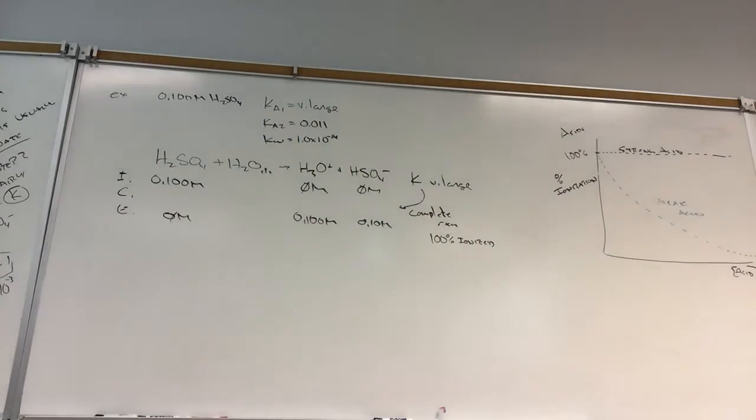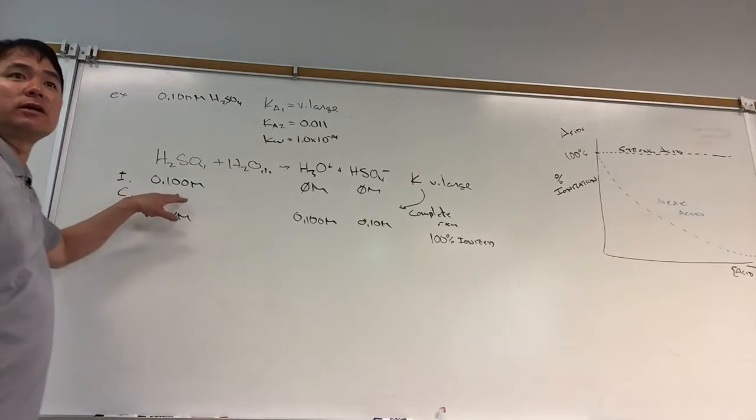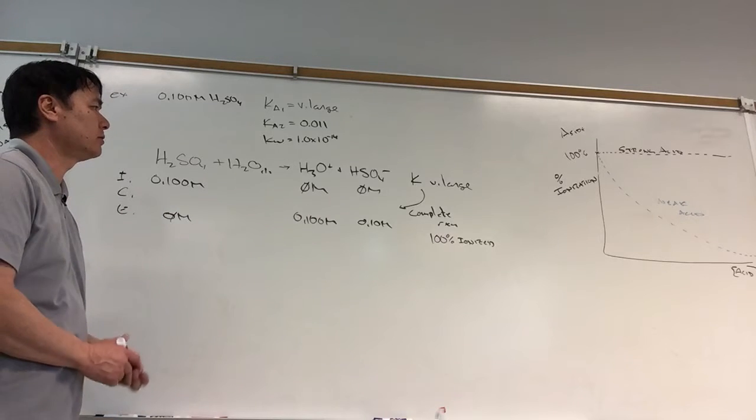But for strong acids, it's easy because strong acids are always 100% ionized, so we don't have to think. And it's easy to predict the stoichiometry. If we know the percent reaction, then it's easy. It'd be 100% reaction.